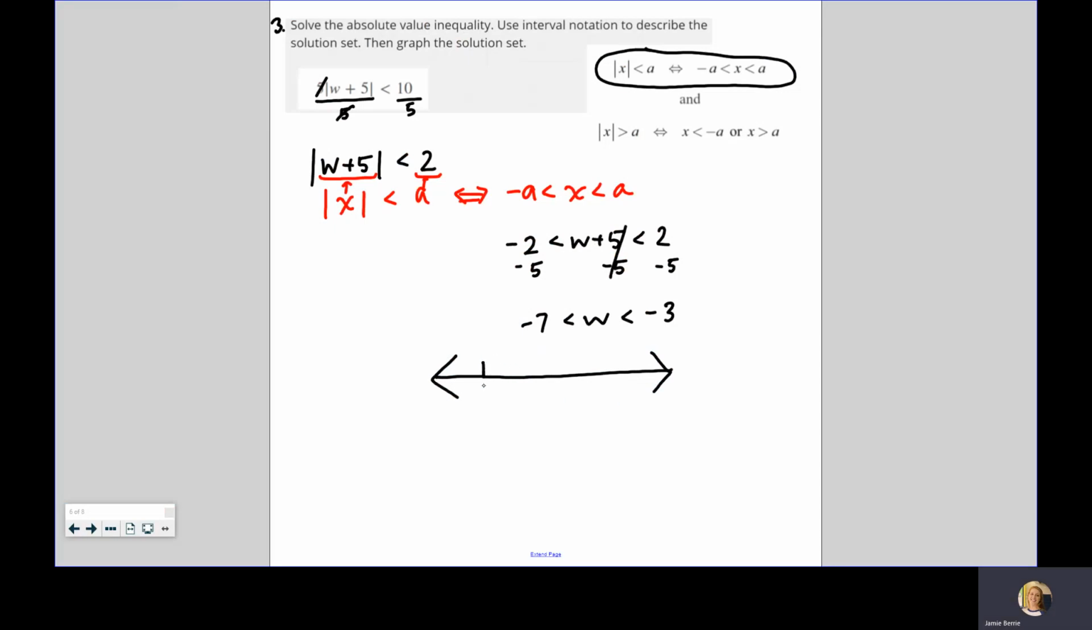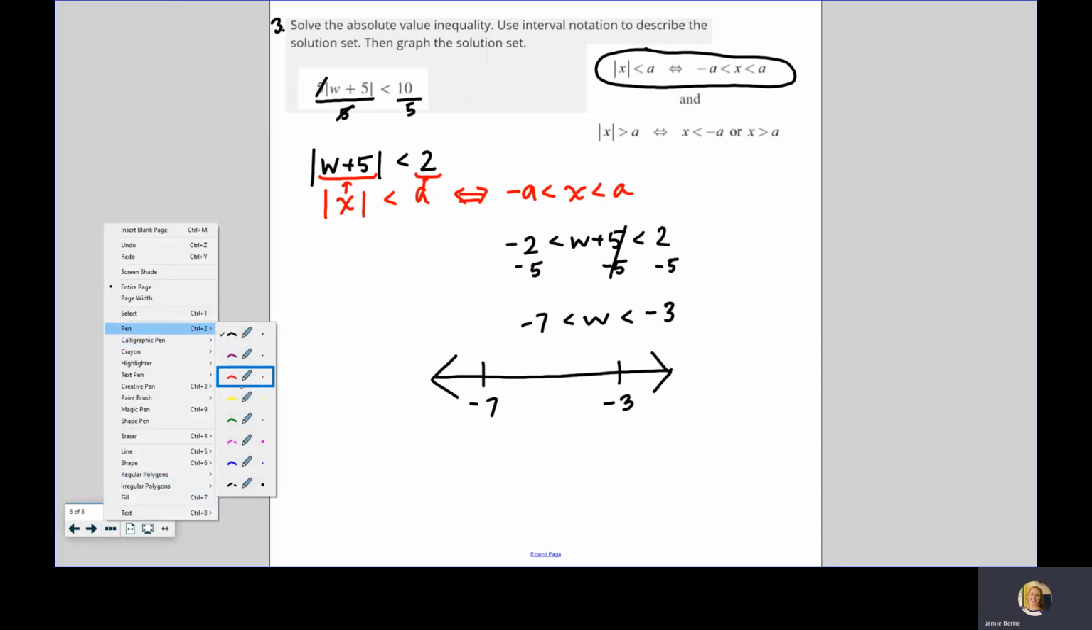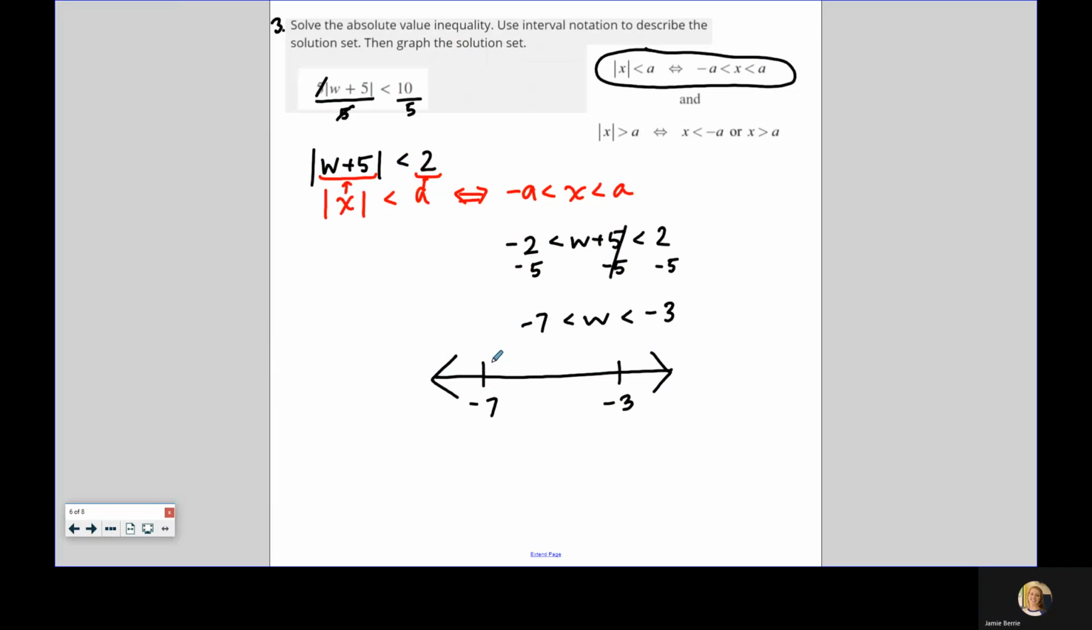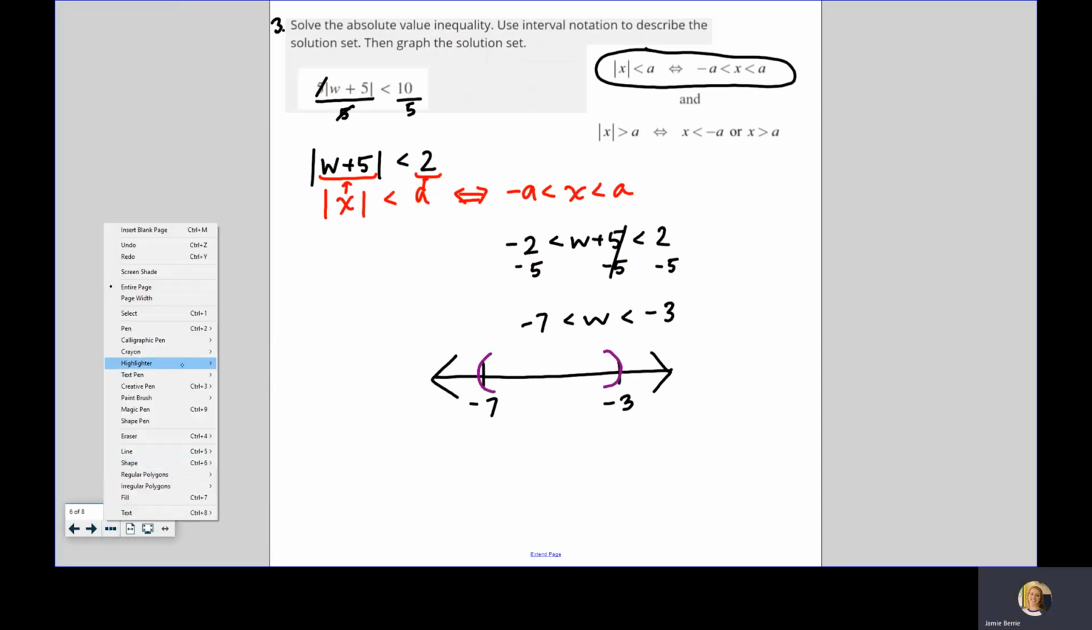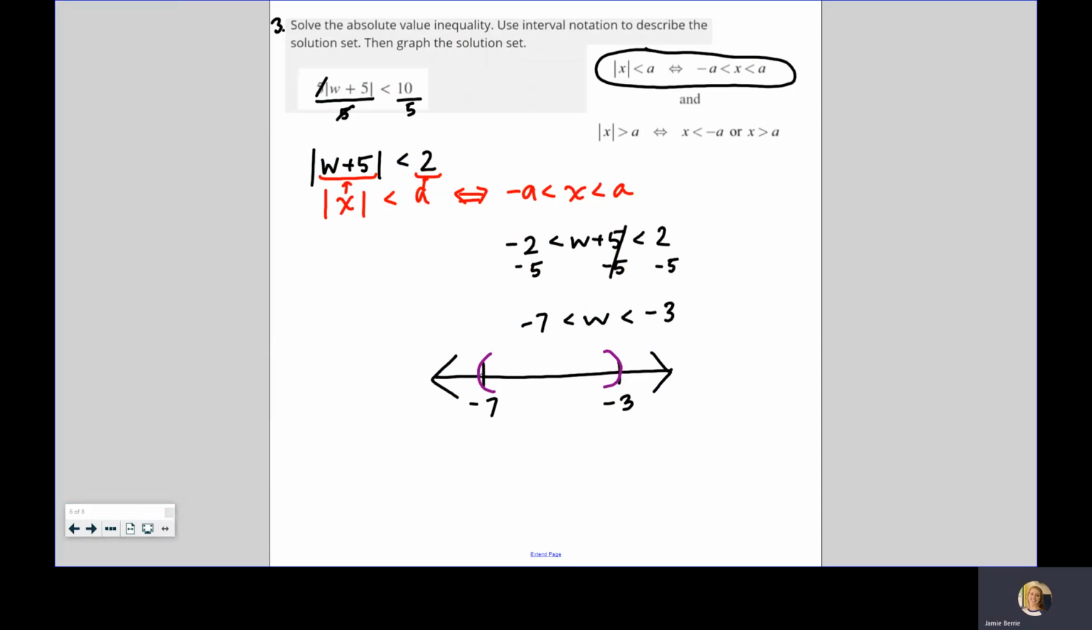Negative 7 is the smaller number, so it goes on the left. Negative 3 is the bigger number, it goes on the right. Again, with conjunctions, you always shade in the middle. So let's go ahead and draw our little, we're doing parentheses or brackets here. We don't have any equal to, so we know we're going to do parentheses. And then conjunctions, always shade in the middle.